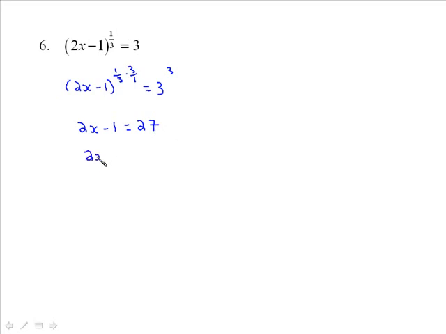Add on 1 to both sides, so regular algebra now. So 2x is equal to 28. And then divide by 2. X is therefore equal to 14. So the same method exactly. Just be careful. Don't try to do anything weird with that 1/3. You cannot distribute it into that bracket, because you are subtracting those two terms. Your only hope is to get rid of that outer exponent.